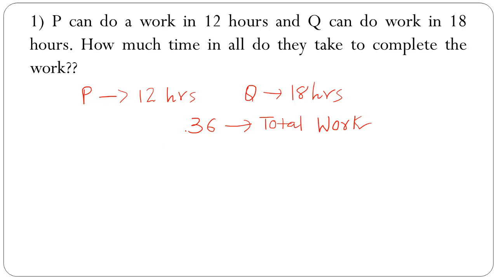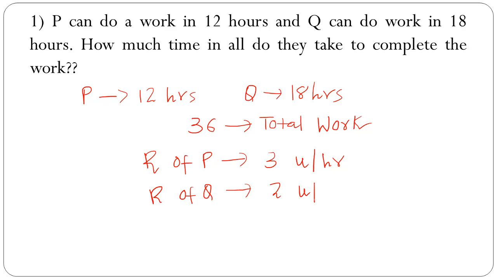Now we have to find the rate of work which is given by the total work divided by the time taken by each. So the rate R of P is given by 36 by 12, which is 3 units per hour, meaning P can do 3 units of work per hour. Now the rate of Q is given by 36 by 18, which is 2 units per hour.